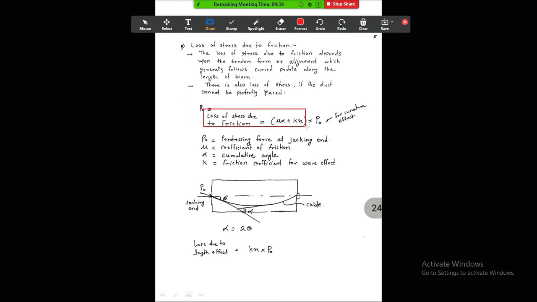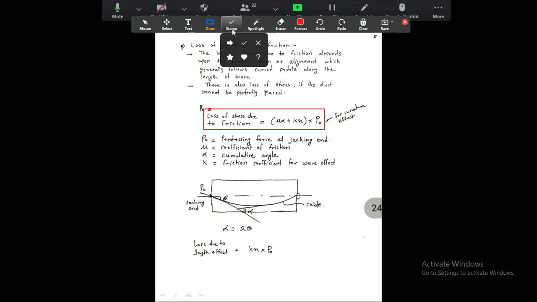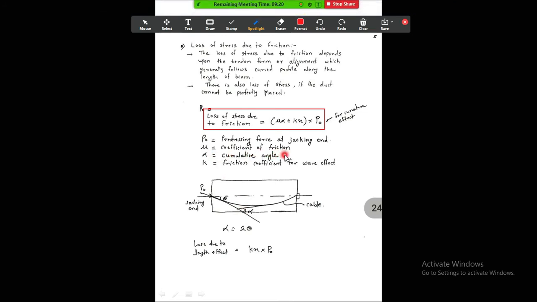The loss of stress due to friction is (mu alpha plus kx) into P0. So what is mu? Here mu is the coefficient of friction. Alpha is the cumulative angle. So which angle is alpha? Suppose this angle is theta. Theta is the angle made by the cable profile, the parabolic tendon, with the horizontal.